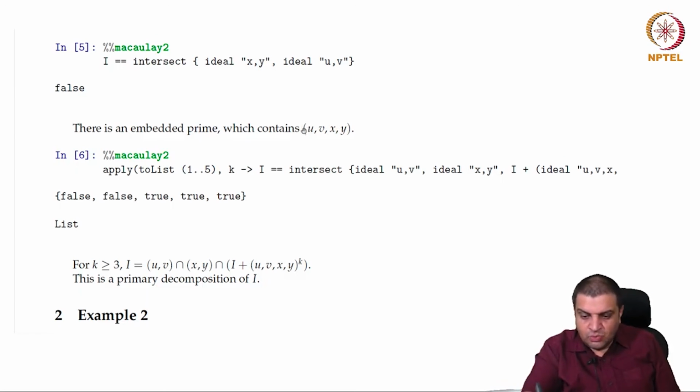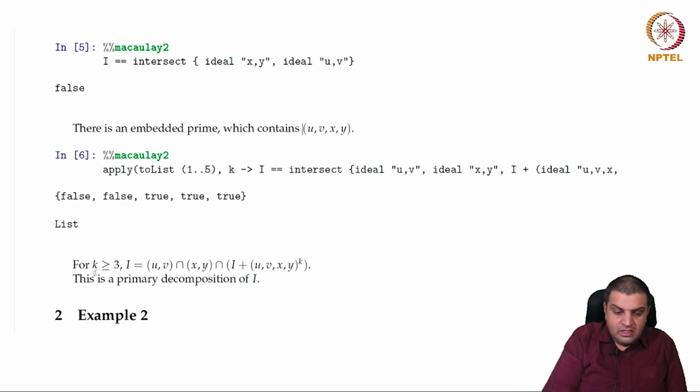So what we take is I plus this ideal to the kth power. That's what this expression is. And then we ask whether I is equal to this intersection, and for the first two values 1 and 2 the answer is false, and for the third, fourth and fifth onwards it is true.